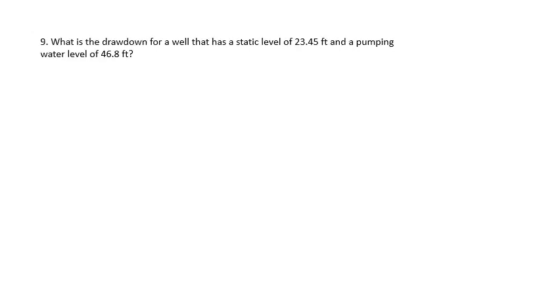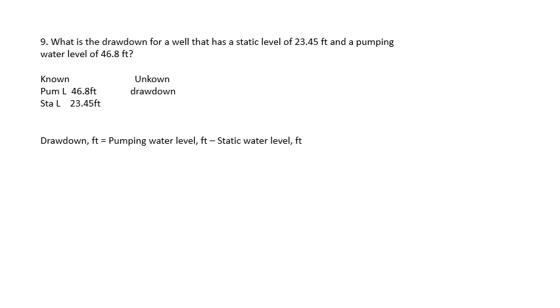Question number 9. What is the drawdown for a well that has a static level of 23.45 feet and a pumping water level of 46.8 feet? Pull your knowns and your unknowns out. Pumping level is 46.8 feet. Your static level is 23.45 feet. You're looking for your drawdown.